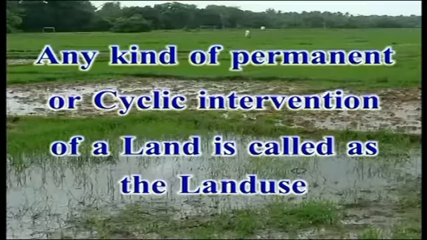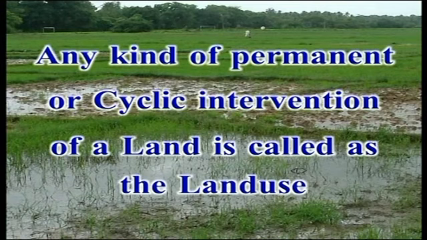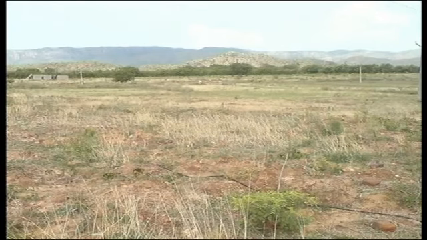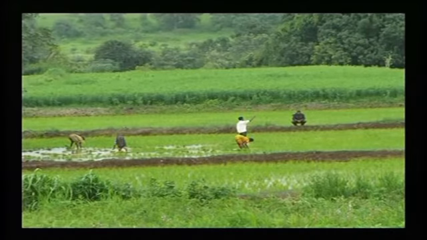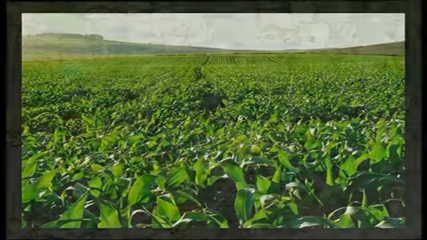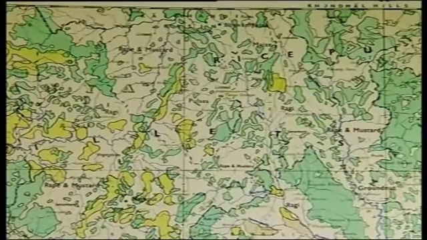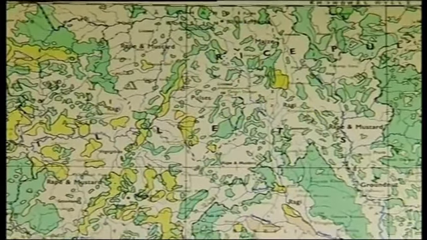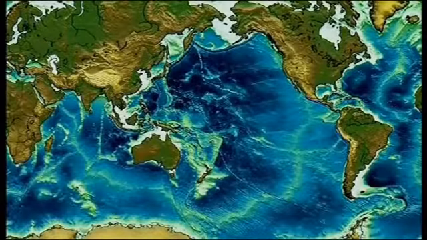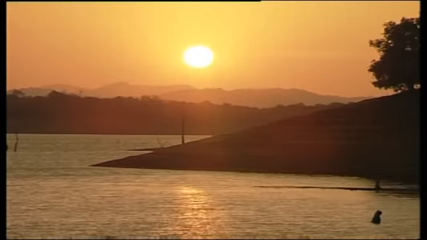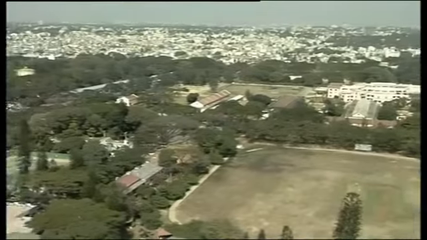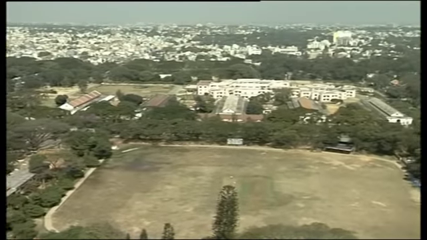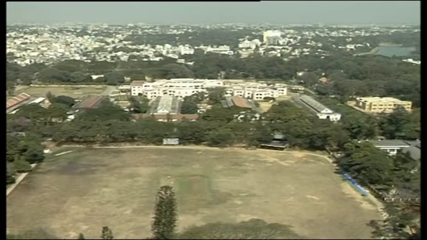Any kind of permanent or cyclic intervention of a land is called a land use. It is the surface utilization of a vacant land or a developed land for a clear purpose at a given time. The utility value and the type of land use depend on the geographic location, physiographic condition, availability of water resources, fertility of the soil and the proximity of that land to other human activities.